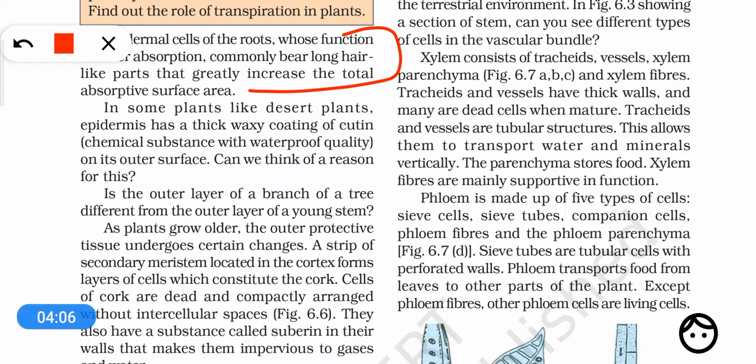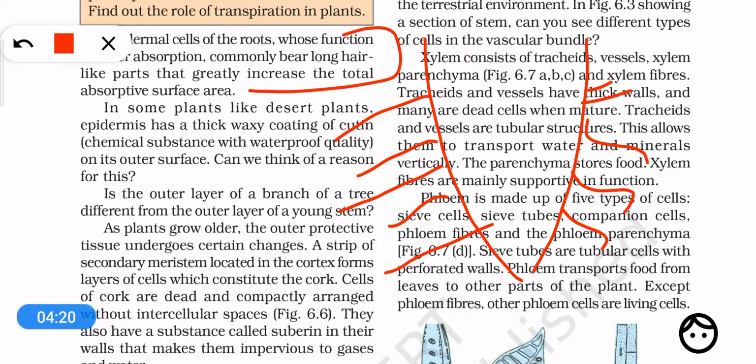Now if we talk about the epidermis of roots, these cells will be the epidermal cells, and you see that roots have many hair-like structures. These are called root hairs. The epidermal cells of the root make many hair-like structures, and they increase the surface area of the root for absorption of water, so that absorption of water becomes more rapid.